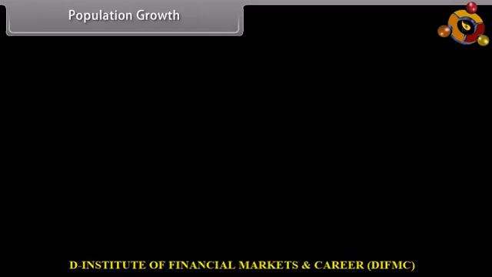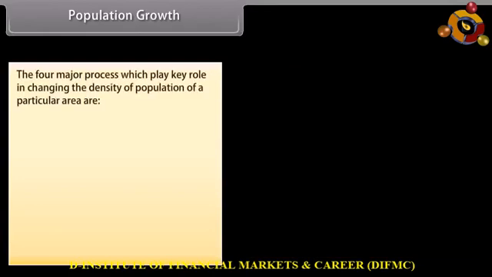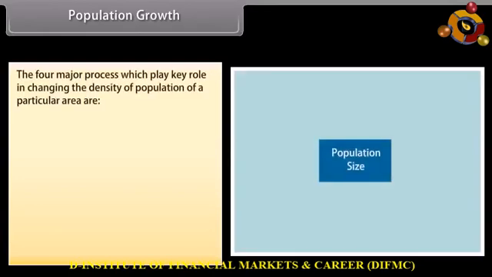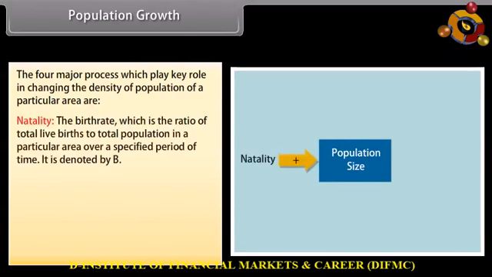Population growth. The size of a population is not a constant parameter, but keeps on changing with time, as it depends upon various factors such as climatic changes, food availability, etc. The four major processes which play a key role in changing the density of population of a particular area are natality, the birth rate, which is the ratio of total live births to total population in a particular area over a specified period of time. It is denoted by B.